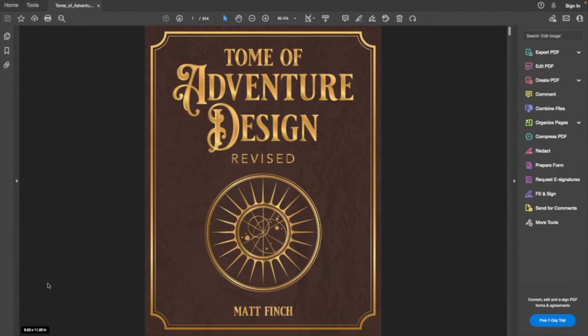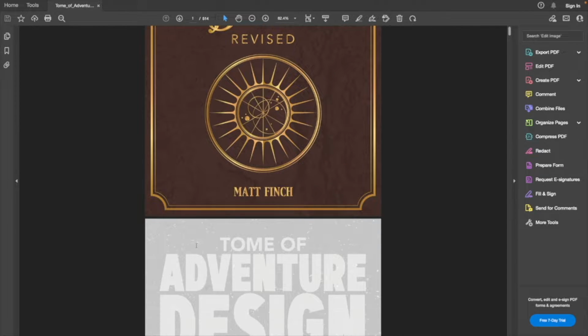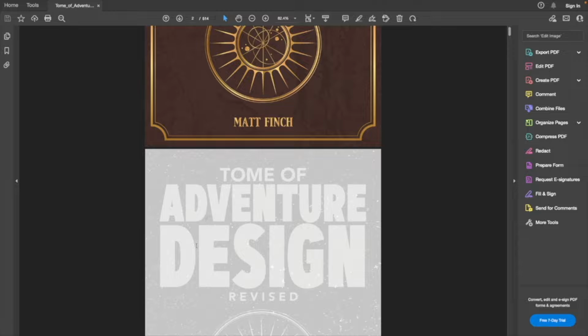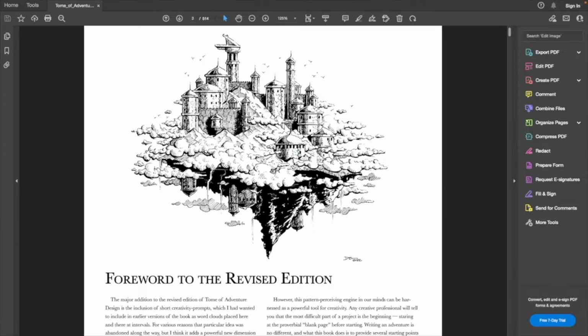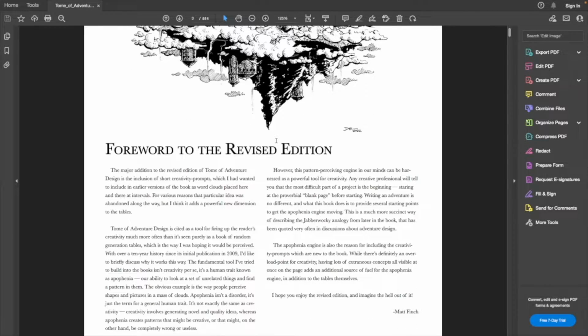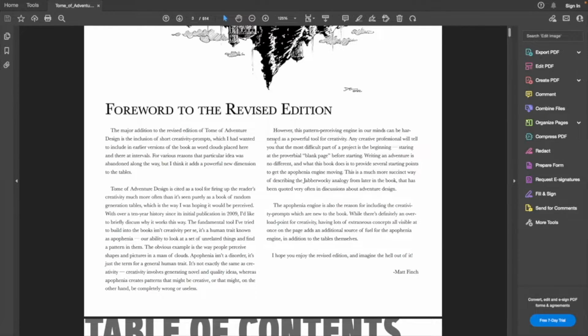So here we are, the Tome of Adventure Design, revised, Matt Finch. I backed this on Kickstarter. I think it was $50, and I got that massive tome as well as this PDF. So let's zoom in and read this foreword. The foreword to the revised edition.